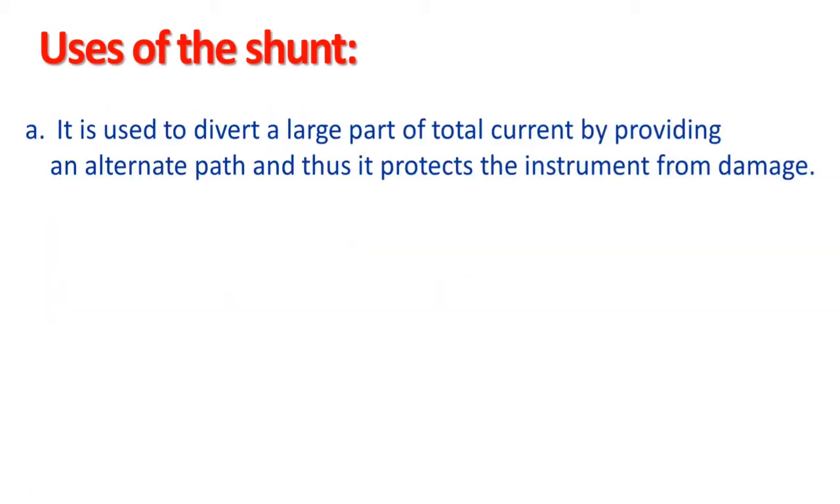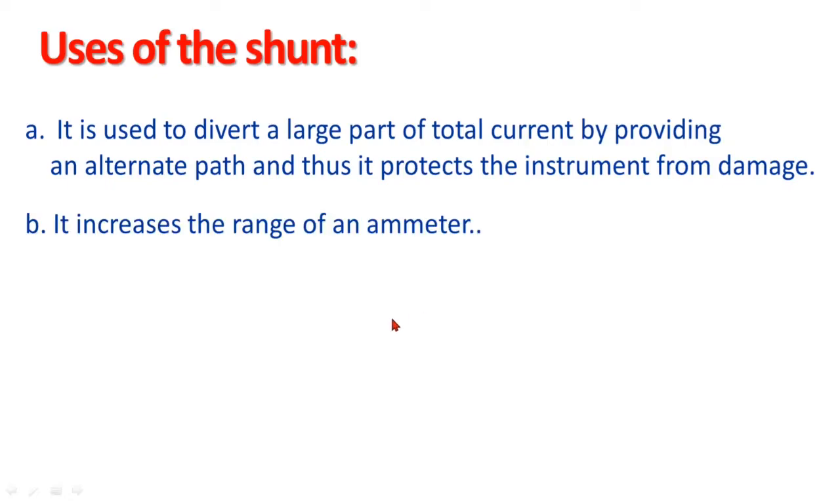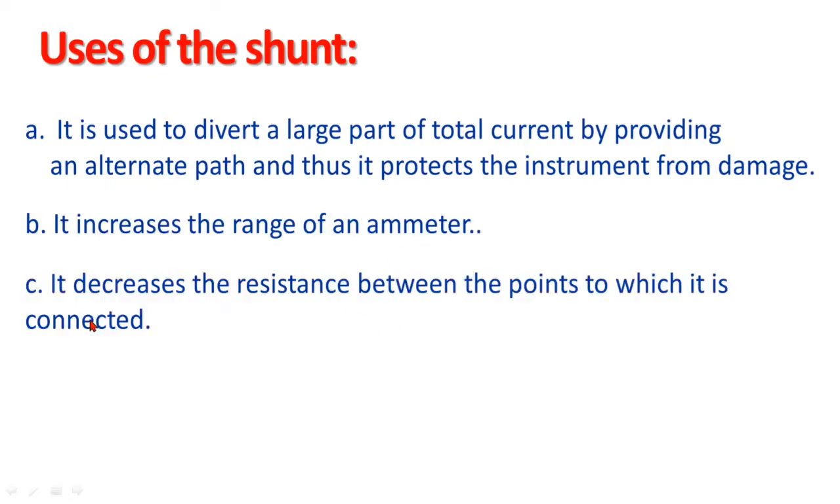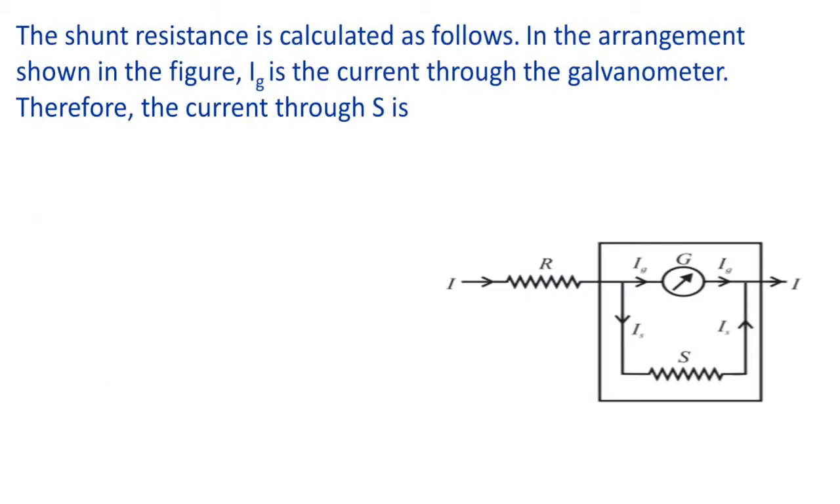It is used to divert a large part of the total current by providing an alternate path, and thus it protects the instrument from damage. It increases the range of an ammeter. It decreases the resistance between the points to which it is connected. The shunt resistance is calculated as follows.